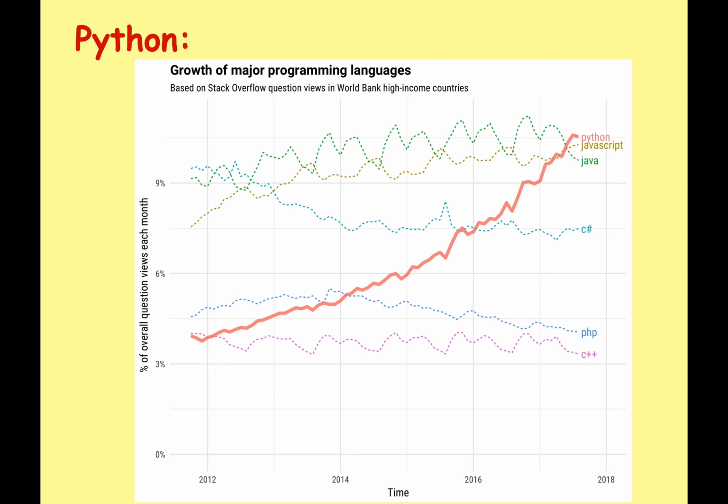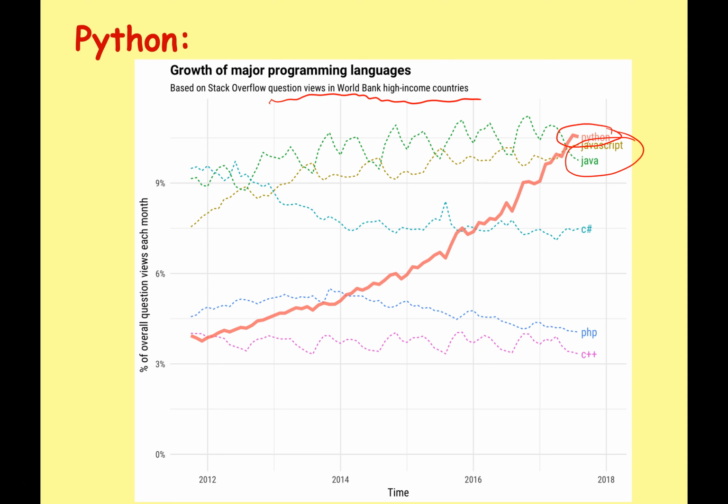This is another graph. This is from Stack Overflow based on question views in World Bank high-income countries. If you don't know what Stack Overflow is, you'll learn. Stack Overflow is a website where people discuss programming questions and issues. So if you're not sure how to do something in Python and you go to a Google search and type in Python, how do I do blankety blank? Most of the search results that come back will probably be from Stack Overflow. But you can see here very recently, Python has become the most popular language on that website, overtaking other languages such as JavaScript and Java.